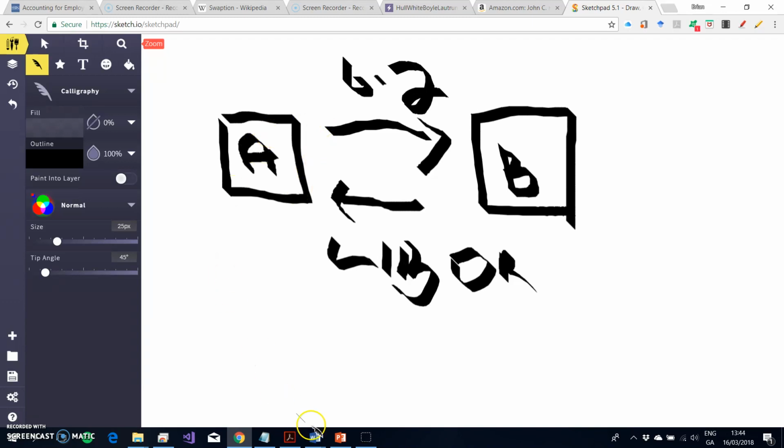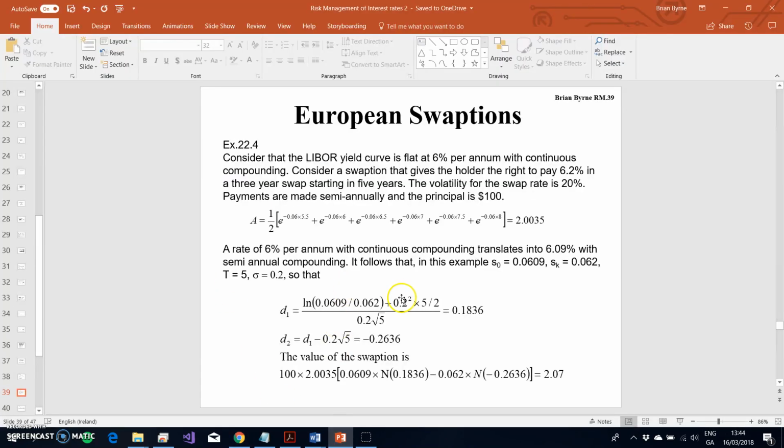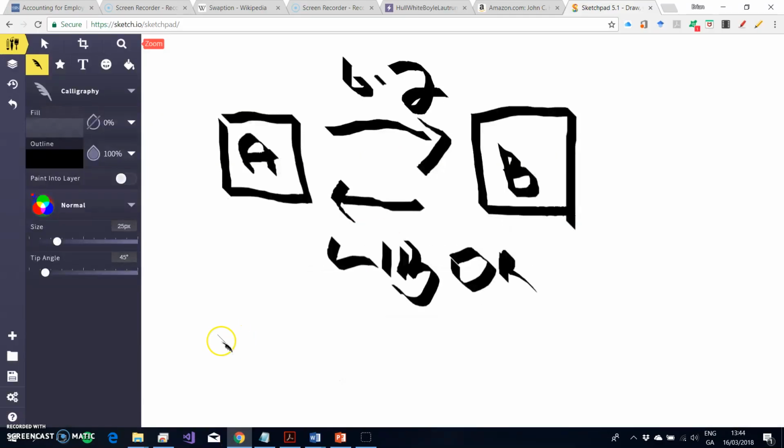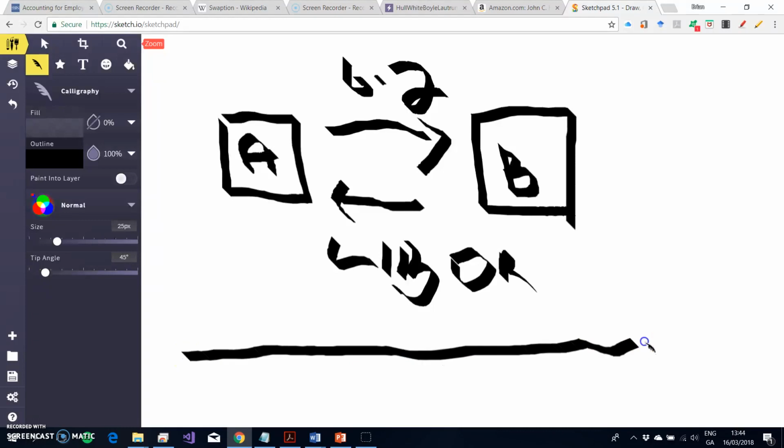6.2. So again, if you go back to the question, the basis here is to consider a swaption that gives the holder the right to pay 6.2 in a 3-year swap starting in 5 years. Okay, so it might be no harm to do a timeline here. So we can imagine nothing happens for, let's say, 5 years. My line is not terribly straight. So there's 5 years. We get to year five, and at year five, we've got to make the decision.